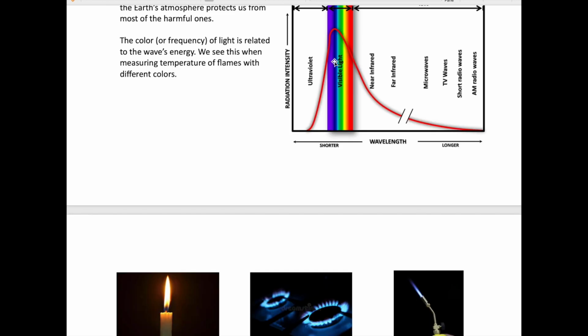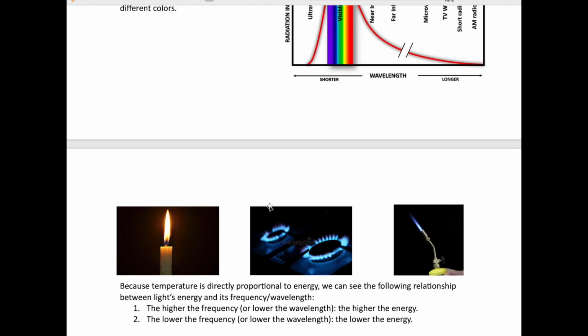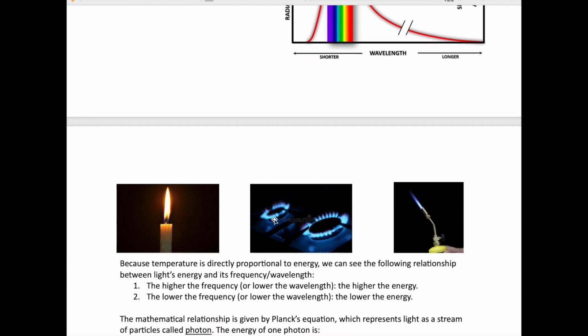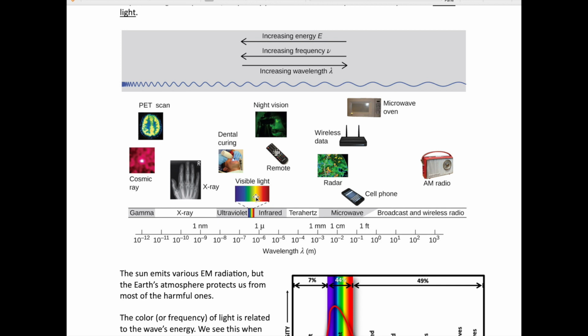And of course, the frequency, which is the color that we see, determines the amount of energy of that particular light. So you can see it in that picture as well. Remember that frequency increases going to the left, so the energy also increases going to the left. Okay, you see it here at the top.